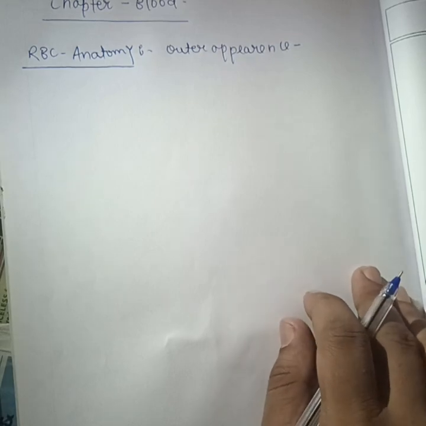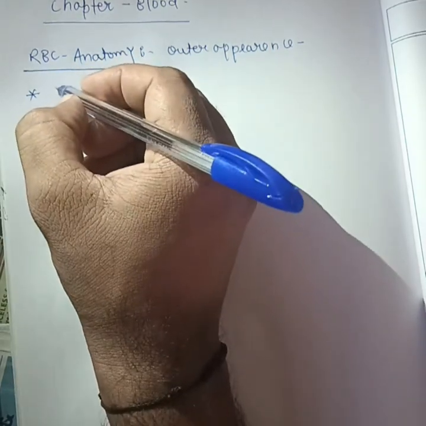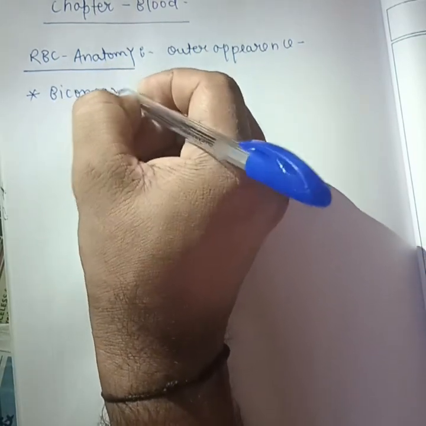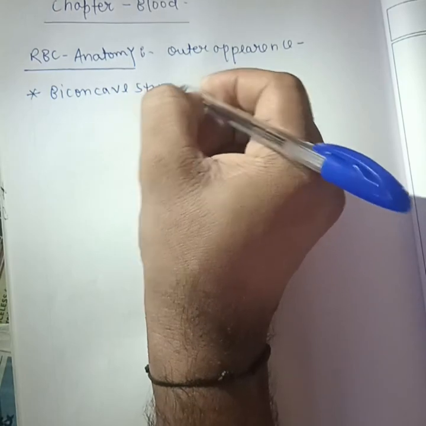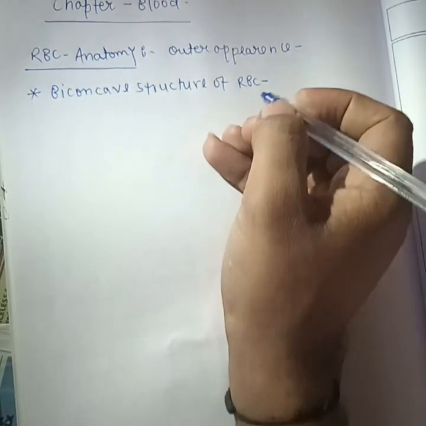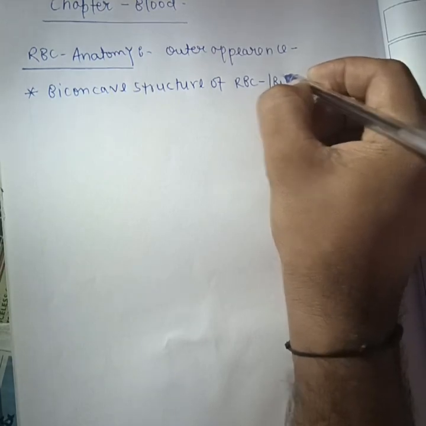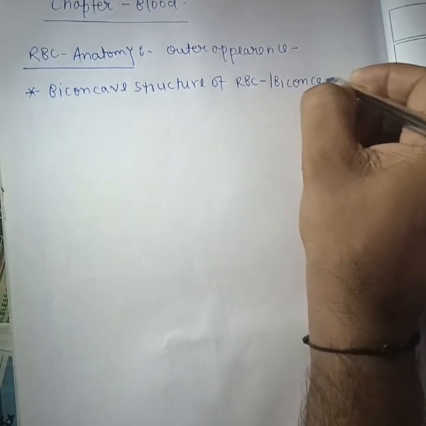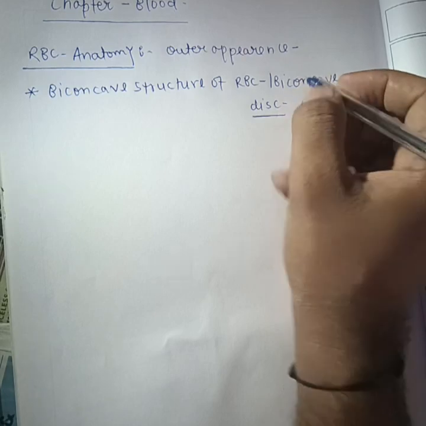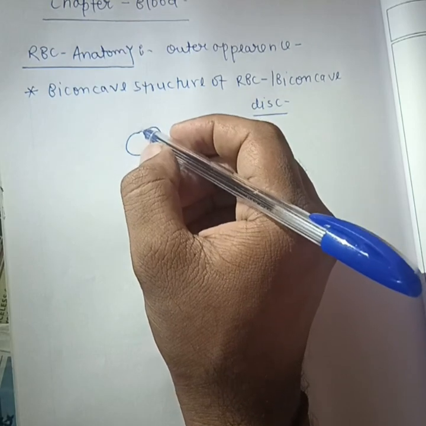First, what you can observe in the structure is that its structure is biconcave. Biconcave structure of RBC, or you can say that it is a biconcave disc. You can clearly observe it on the screen.